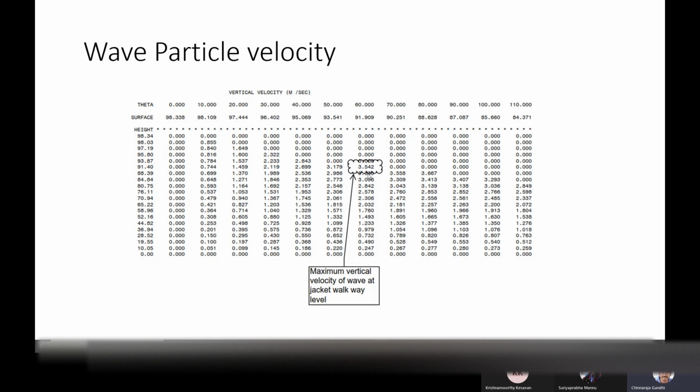So you have to take the corresponding elevation and see what the velocity is. So this is the velocity, 3.542. Now we got the velocity at the elevation over here. This is from the SACS output.